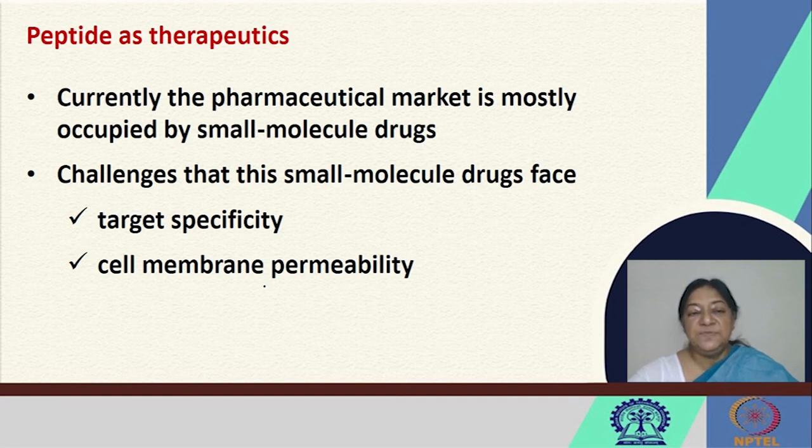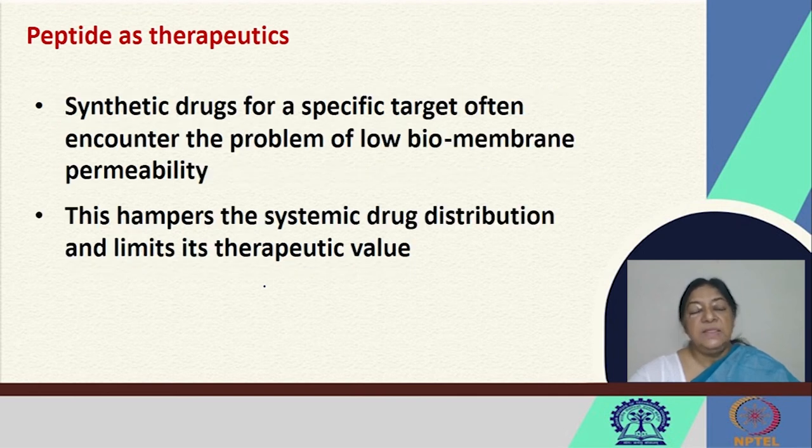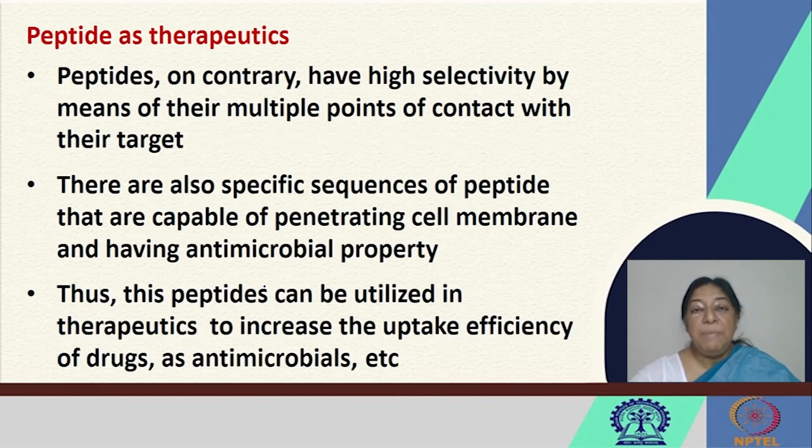but the challenge of this is target specificity and cell membrane permeability. There are synthetic drugs available for a specific target, but what happens in most cases is there is low biomembrane permeability, which hampers systemic drug distribution and in turn limits its therapeutic value. Peptides, on the contrary, have higher selectivity because of their multiple points of contact with the target that is possible.